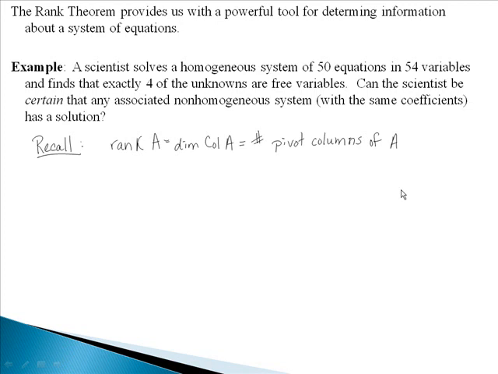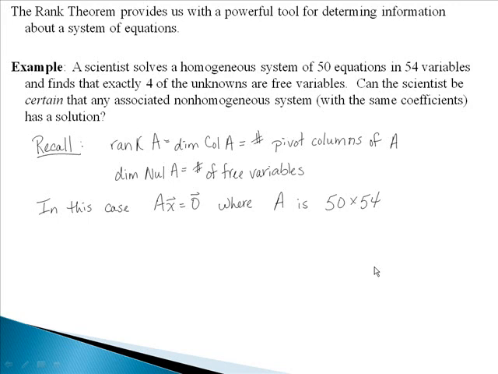So first we want to recall that the rank of A is equal to the dimension of the column space of A, which is equal to the number of pivot columns of A. Also, we need to recall that the dimension of the null space of A is equal to the number of free variables. In this case, we have a homogeneous system, AX equals 0, where A is a 50 by 54 matrix. So this was our M by N. We had 50 equations, which is the number of rows, and 54 variables, which is the number of columns.